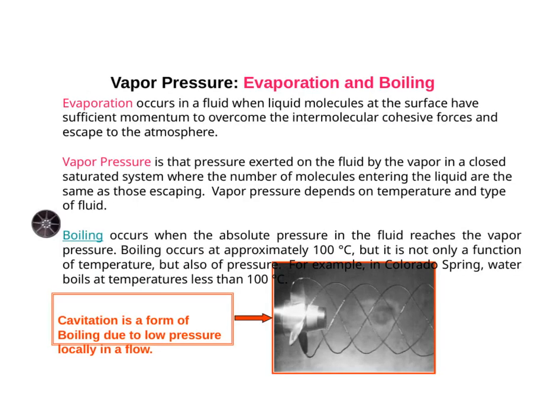Let's break down what's happening when a liquid evaporates. At the surface, some molecules have enough energy to break free from the pull of their neighbors and escape into the air. This creates vapor, and that vapor pushes back on the liquid, which we call vapor pressure. Vapor pressure depends on temperature and the type of liquid. Now, boiling happens when the pressure inside the liquid matches this vapor pressure. That's why water boils at 100 degrees Celsius at sea level, but at higher altitudes, like Colorado Springs, it boils at lower temperatures. Cavitation is a special case of boiling caused by low pressure in flowing liquids.